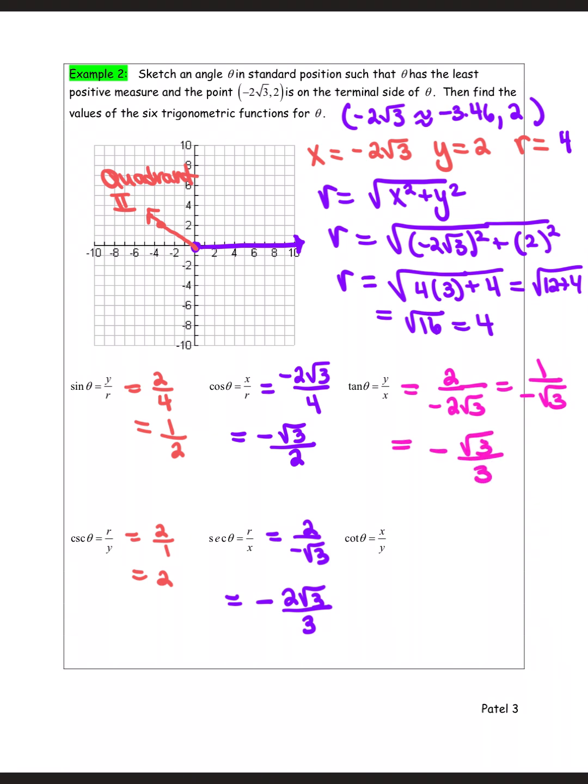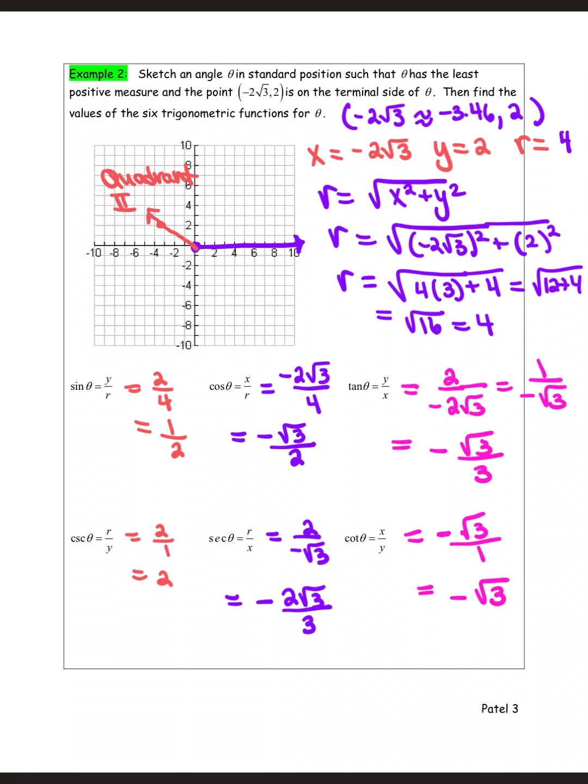And the reciprocal of tangent is cotangent. So tangent of theta was 1 over negative square root of 3 before we rationalized it. So when we do the reciprocal of that, cotangent of theta is negative square root of 3 over 1, which is just negative square root of 3.